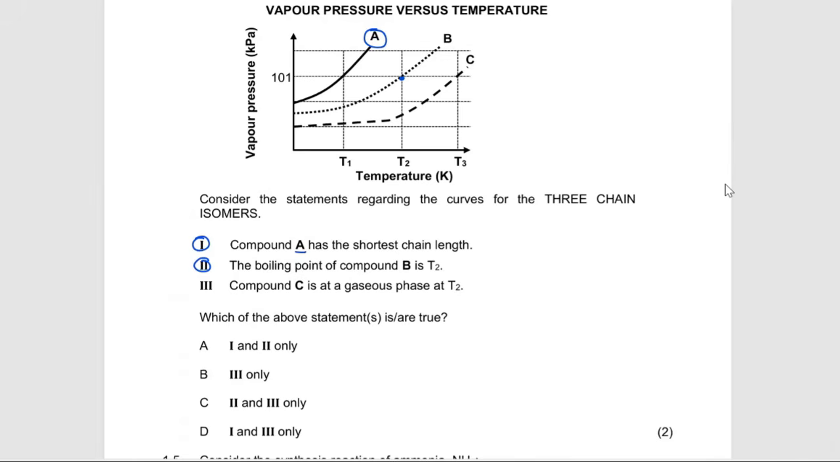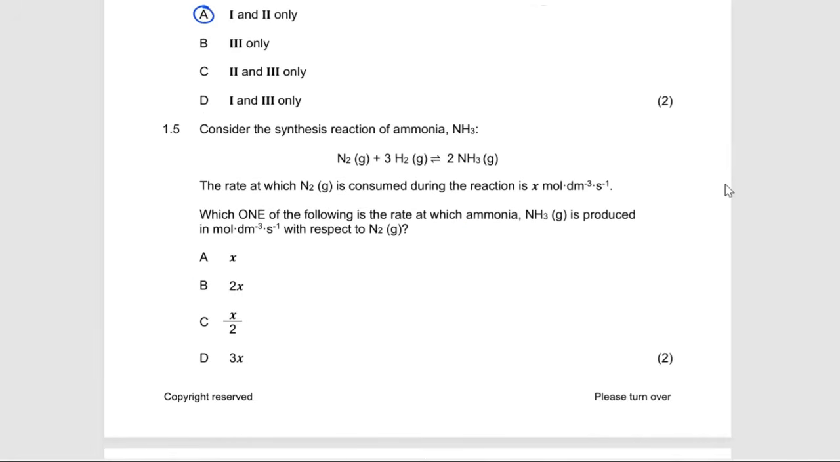Then option 3 says compound C is at a gaseous phase at T2, which is incorrect. So it means our options that are correct are 1 and 2. Then it says which of the statements is or are true. So 1 and 2 only. So our option A there is going to be the correct option.